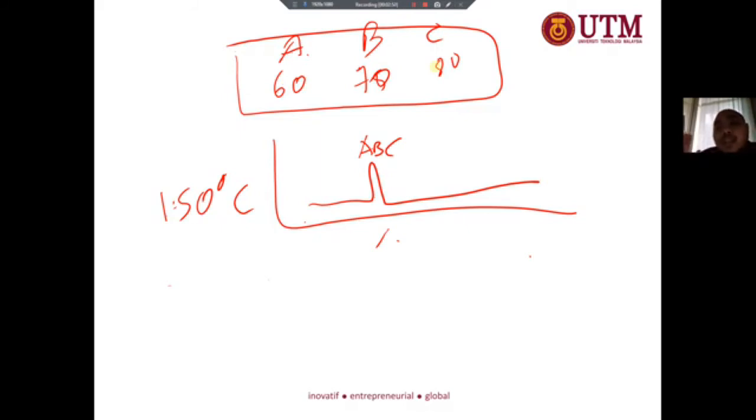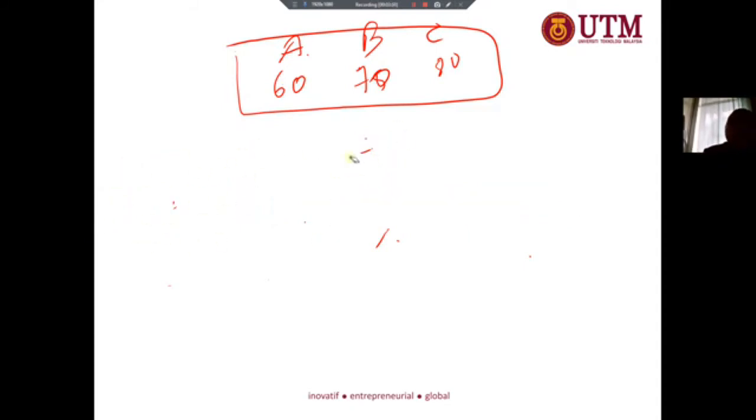If you put the temperature too high, what happens? Your analytes will appear as a single peak. So you don't want that to happen.